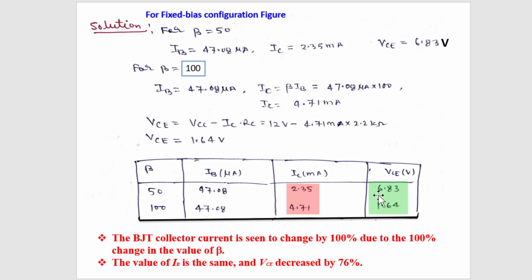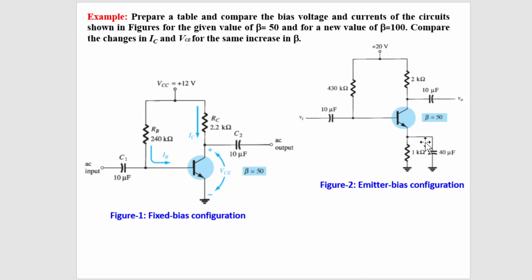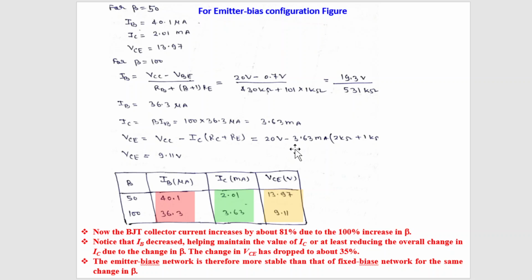That means your Q point is not stabilized. That is why I said fixed bias configuration was not stable. To overcome this poor stability, we have introduced the emitter bias configuration just by adding a resistance. So let us try to solve the same thing for this figure 2, again with beta 50.